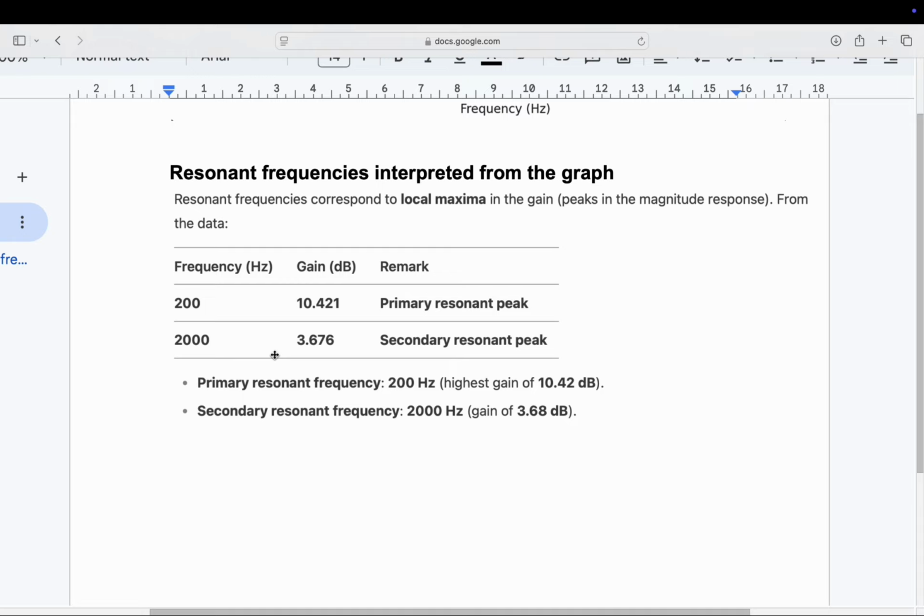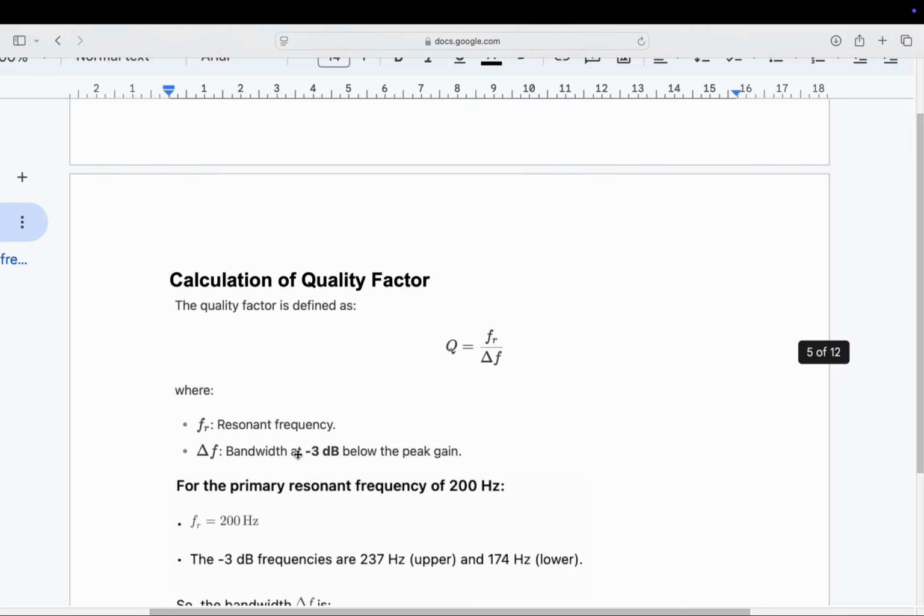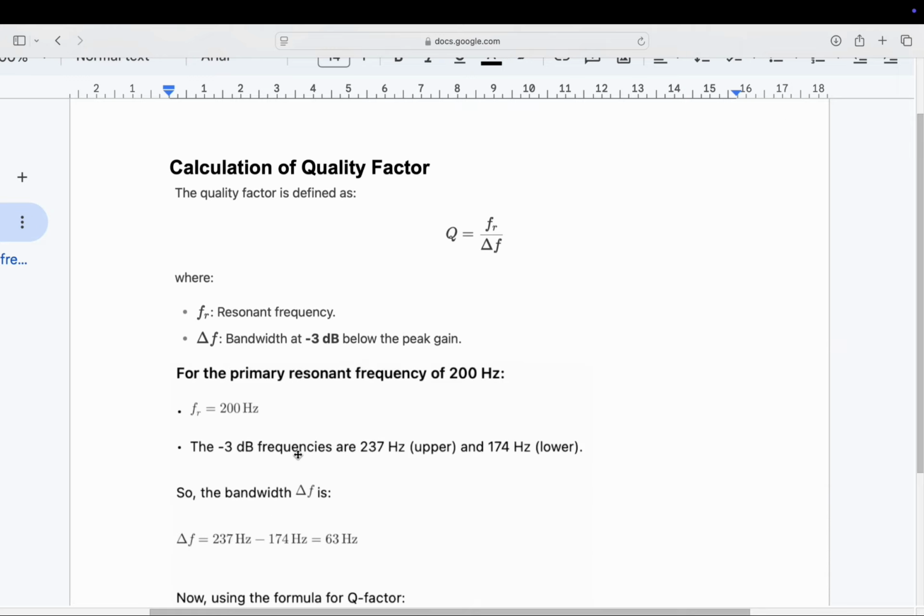So now we look at the resonant frequencies interpreted from the graph. At 200 hertz, we recorded a gain of 10.421 dB, which is the primary resonant peak. And at 2 kilohertz, we recorded 3.676 dB, which is the secondary resonant peak. Now we move to the calculation of quality factor.